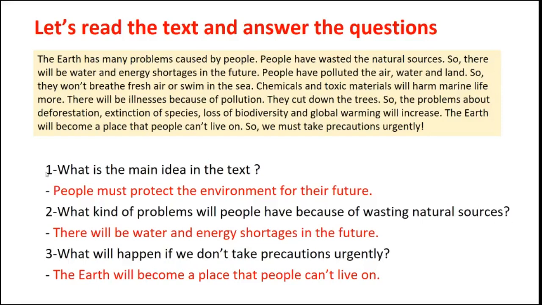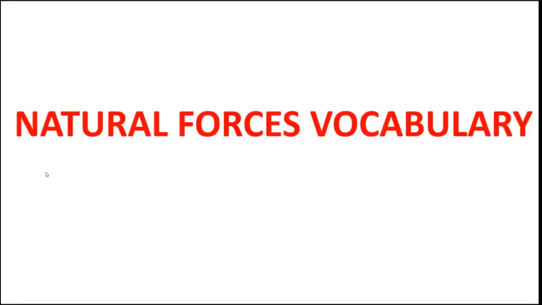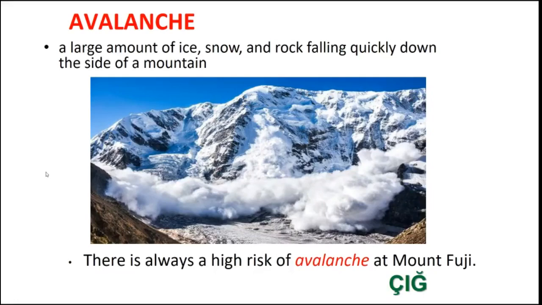All right, we have read the text and answered these questions. Now, let's go on with natural forces vocabulary. Ready? Let's start. Avalanche. A large amount of ice, snow, and rock falling quickly down the side of a mountain. The example is, there is always a high risk of avalanche at Mount Fuji.